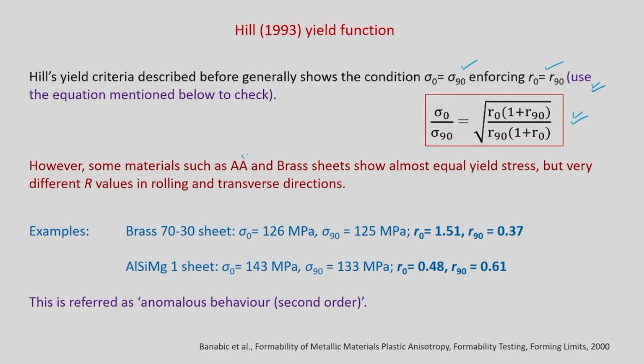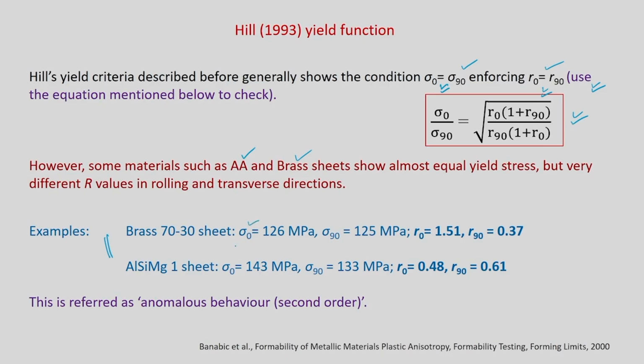However, some materials such as aluminum alloy and brass sheets show almost equal yield stress, but their R values are very different. Their R values along the rolling and transverse directions, 0 degrees along the rolling direction and 90 along the transverse direction, are very different. So some examples you can see I have taken. Suppose this brass 70-30 sheet, this particular alloy you take.